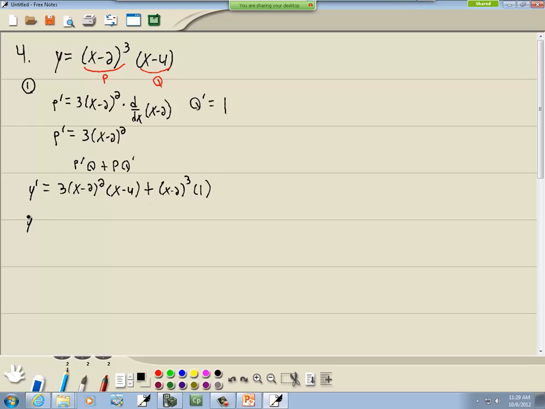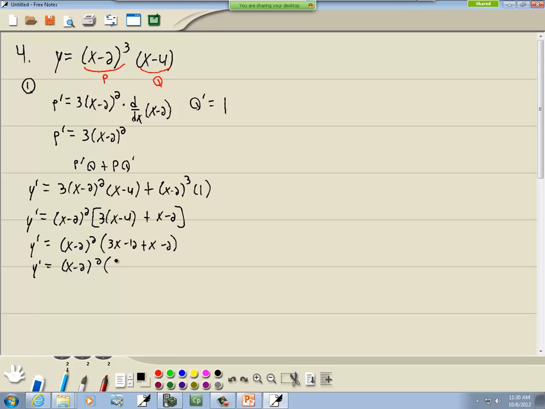Okay. Well, let's factor out what they have in common. They both have an (x minus 2) squared. This one has (x minus 2) squared. This one has (x minus 2) to the third power, so there's 3 of them. Here we're left with the 3 and the x minus 4. And over here, if I take away 2 of these, I'm just left with 1 of them, so I'm left with an x minus 2. So that gives us (x minus 2) squared times (3x minus 12 plus x minus 2), which gives us (x minus 2) squared times (3x plus x is 4x, negative 12 minus 2 is negative 14).